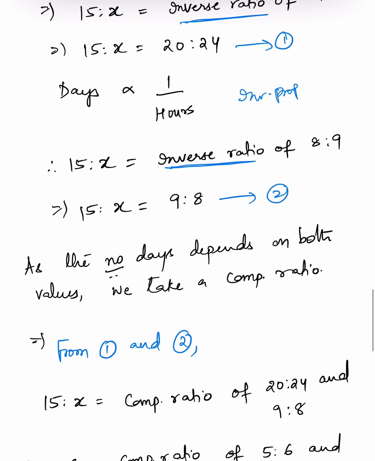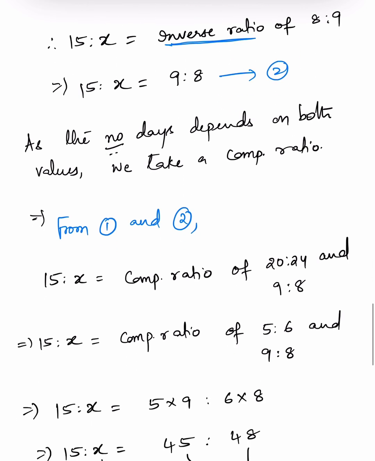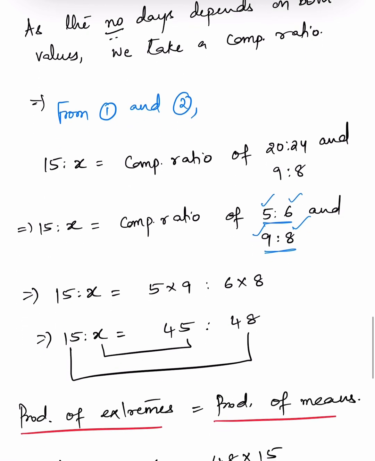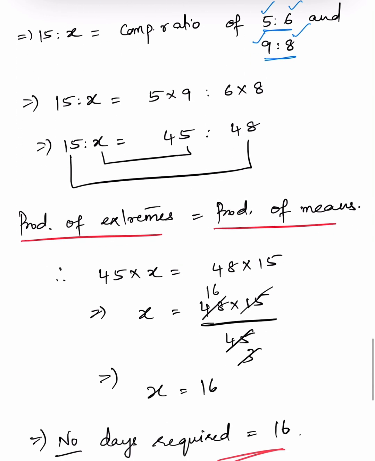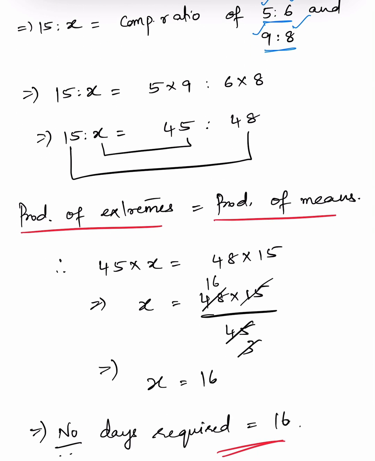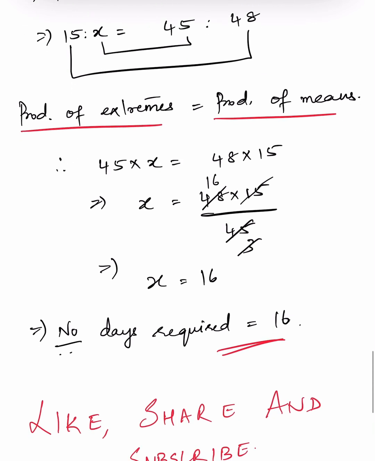So from 1 and 2, 15 is to x equals 5 is to 6 and 9 is to 8. These are the two ratios. We have to take the compound ratio. That means 5 into 9 and then 6 into 8. So 15 is to x equals 5 into 9 is to 6 into 8. So 15 is to x equals 45 is to 48. Now product of extremes equals product of means. So 45 into x equals 48 into 15, x equals 16. So the number of days required to complete the work is 16.